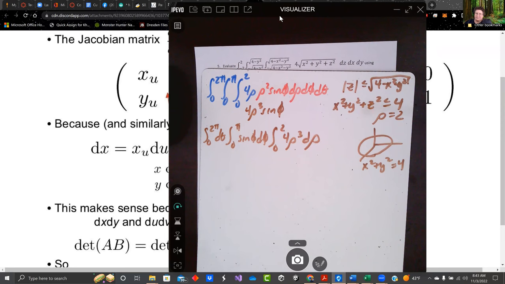What's your question, Lawrence? I'll ask when we're done. But this is it. This is just a sphere, right? That we're looking at. It's just a sphere, yeah. Yep.